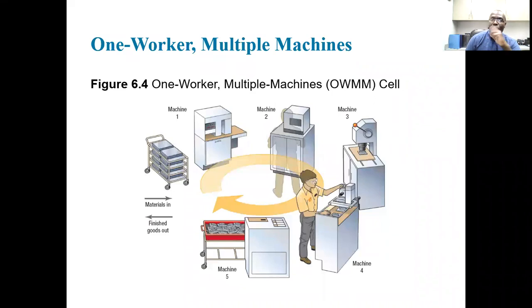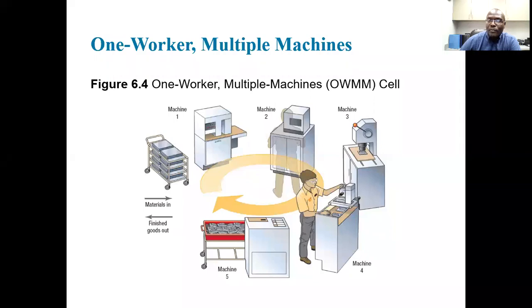The one worker multiple machine cell is a form of lean where we look at each work cell and ask how we can make it such that the amount of motion the worker has is limited. If you go back to the forms of waste, the amount of motion that the worker has is limited.